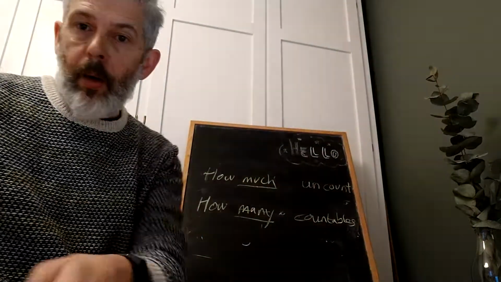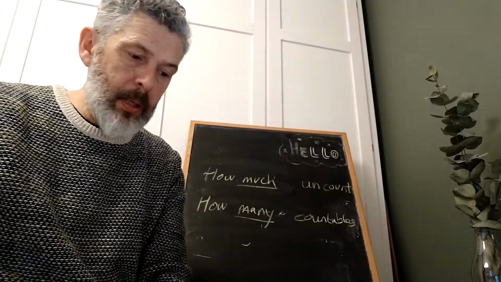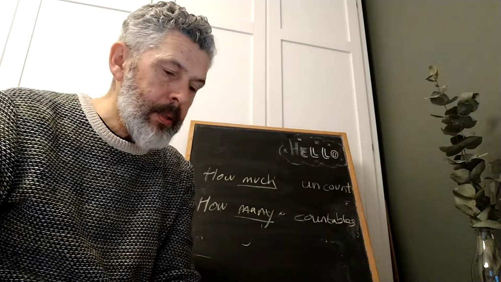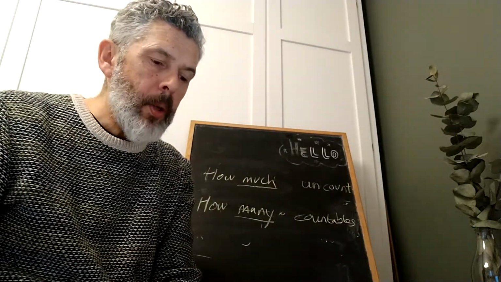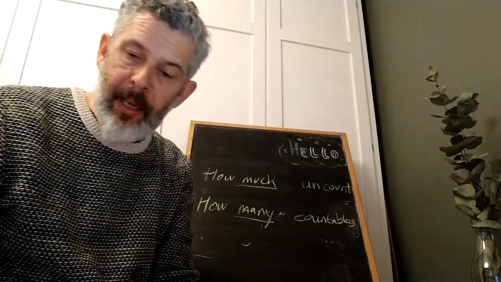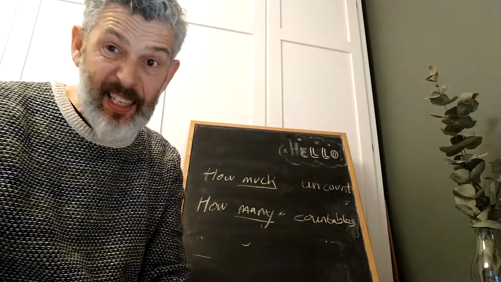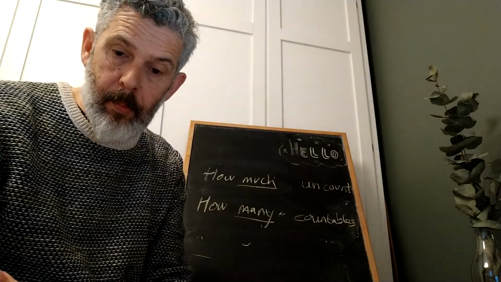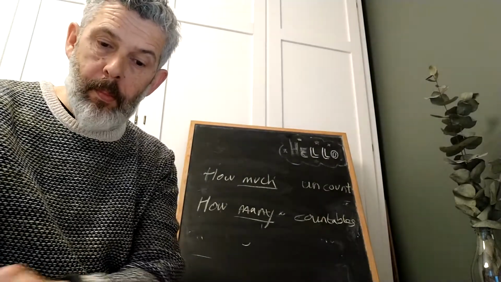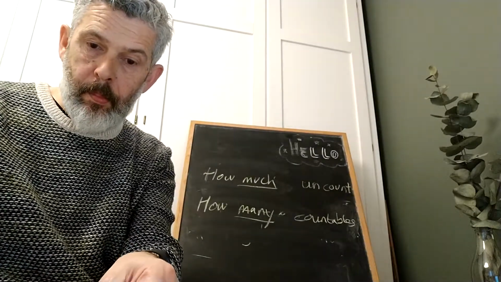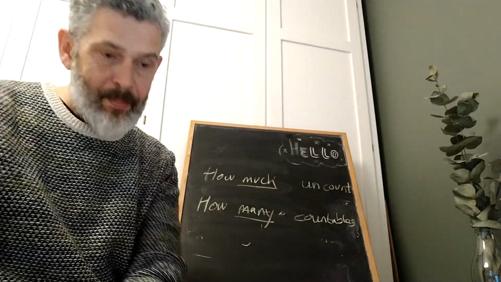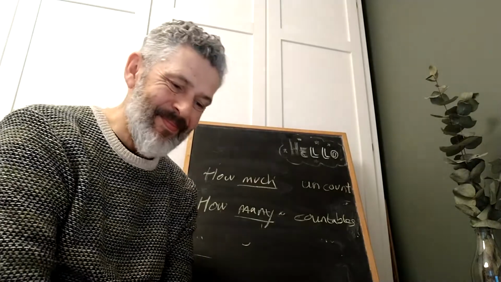Okay, so what we're going to do is we're going to listen to two people talking. What do they buy? Let's listen to what they buy. Listen to how it's how much or how many. Page 54. Good. Exercise 6A.